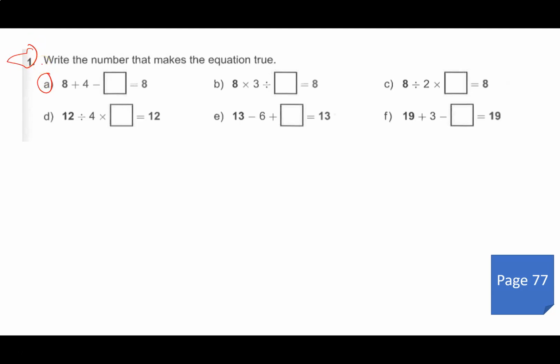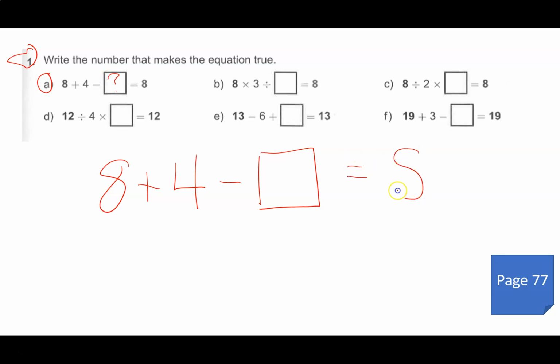The question says, write the number that makes the equation true. Remember, an equation is a math sentence that contains an equal sign. So I'm going to write this a little bit bigger for us. 8 plus 4 minus something. This is our unknown that we're trying to find, equals 8.